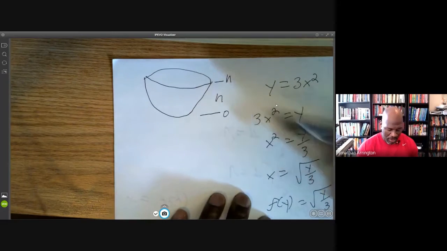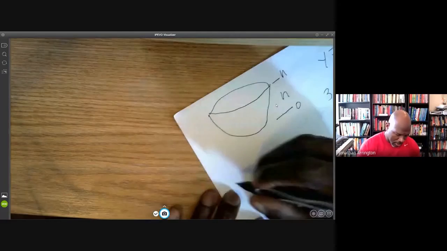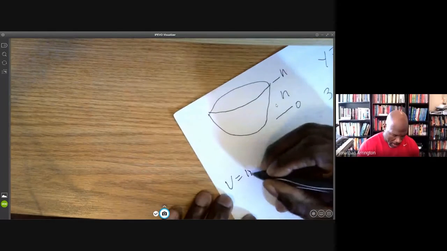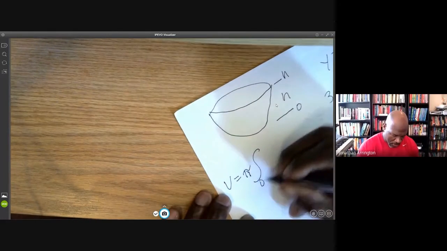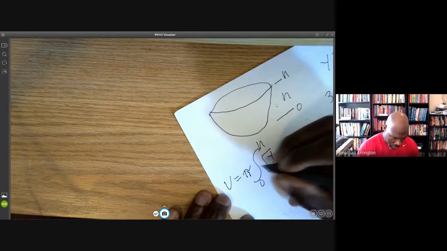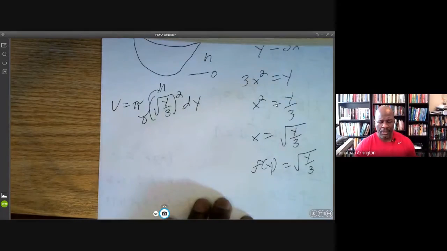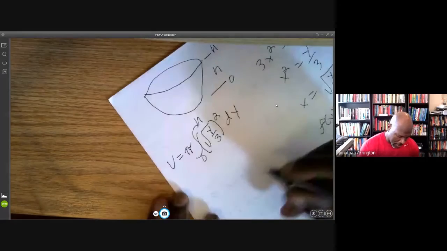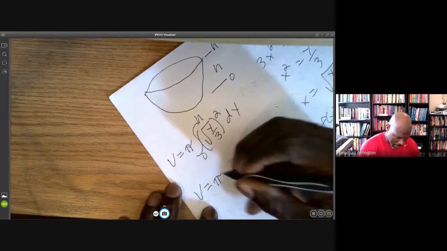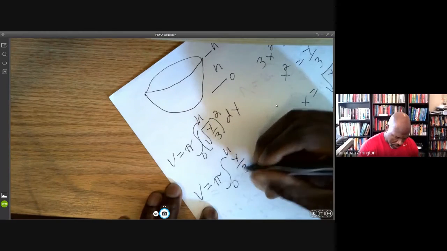So we're going to integrate from 0 to h of the given function squared. So let's see how that looks. Then our volume is pi times the integral from 0 to h of the square root of y over 3, squared, dy. So there's our situation. Again, don't forget the square, don't forget the pi. So let's square before we integrate. Therefore the volume is pi times the integral from 0 to h of y over 3 dy.